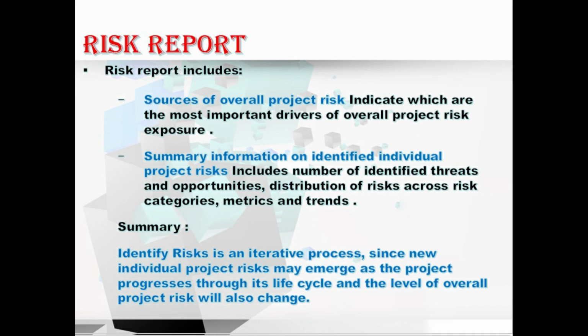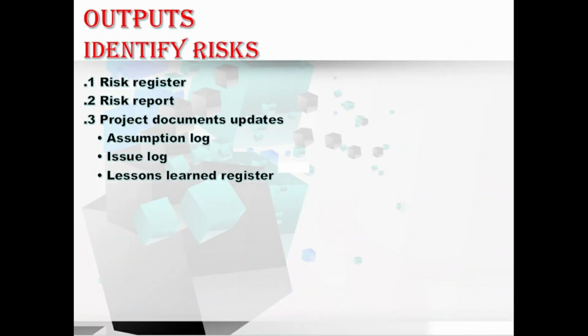Let's move to the next output, project document updates, which contains the assumption log, issue log and the lessons learned register. Let me explain one by one. First, with assumption log. In this output, during the identify risk process, new assumptions may be made, new constraints may be identified, and existing assumptions or constraints may be revisited and changed. Hope you understood this. Coming to issue log. The issue log should be updated here to capture any new issues uncovered or changes in the currently logged issues.